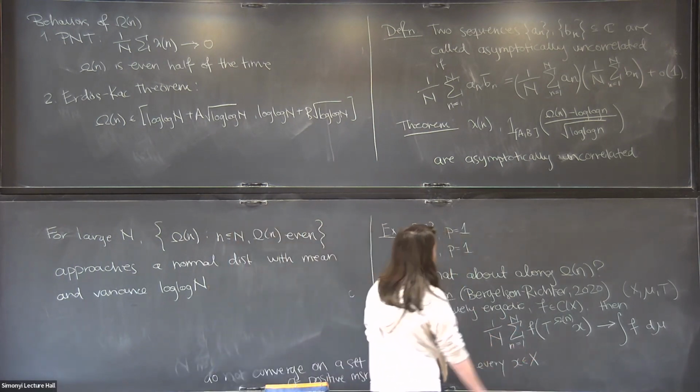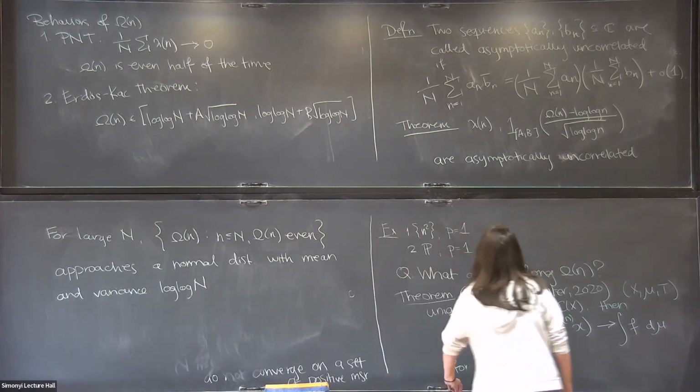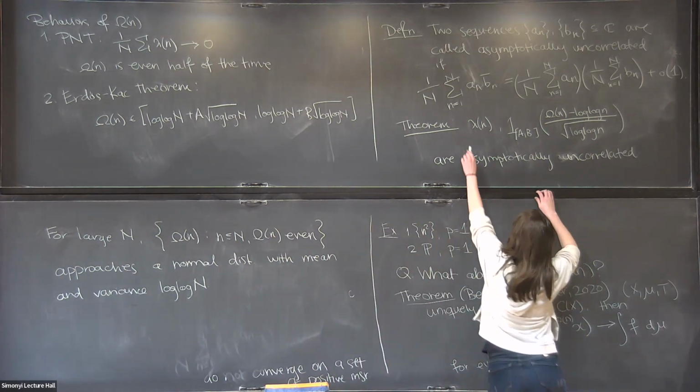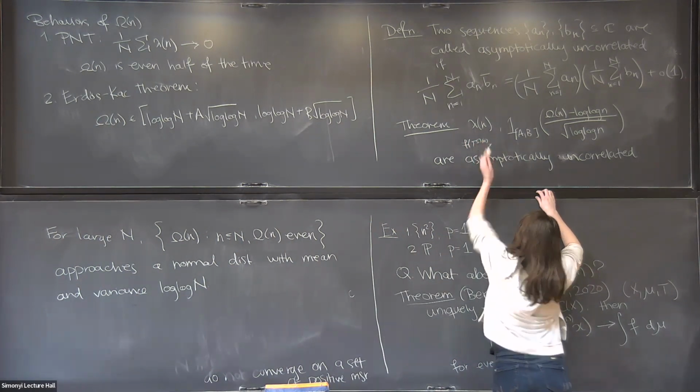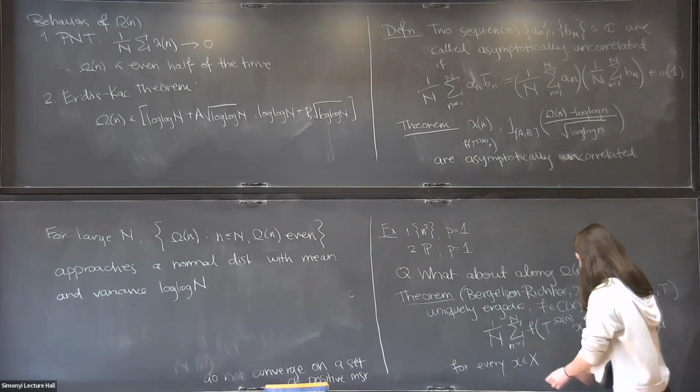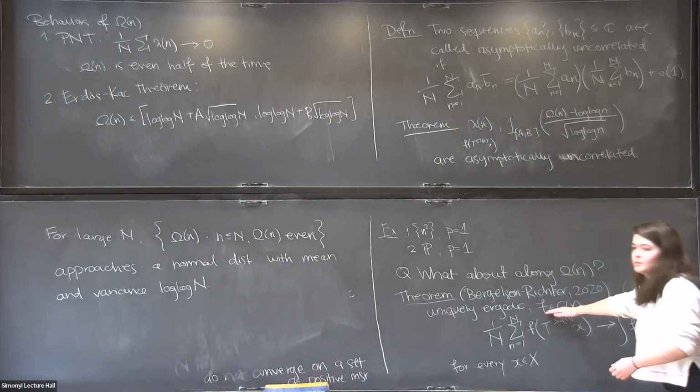Yep, so you take the same thing, and instead of the Liouville function, you stick in these, T^n omega and x, then yeah, you're still good, coming from a unique ergodic system and a continuous function.